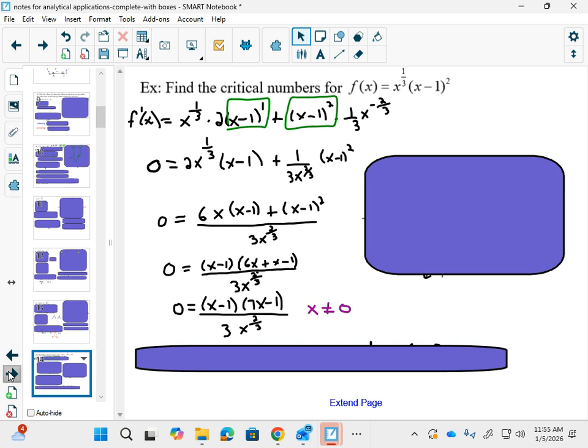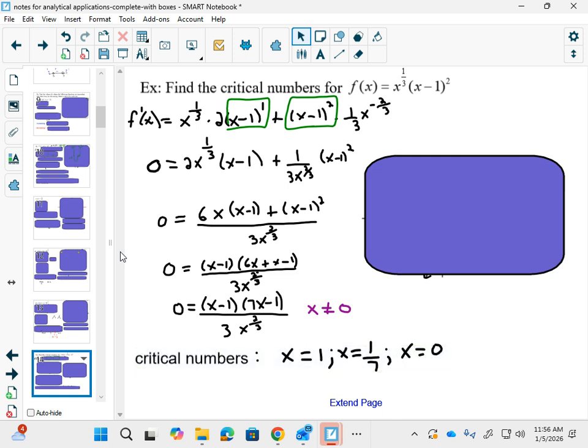I'm also going to have to use my skills with getting things to be a common denominator. So this x to the negative 2/3 would be an x to the 2/3 on the bottom. So I get a common denominator over here, which ends up getting a 6x. I have a non-permissible value at x equals 0. The top is now factored. So my critical numbers are at 1, 1/7, and 0.